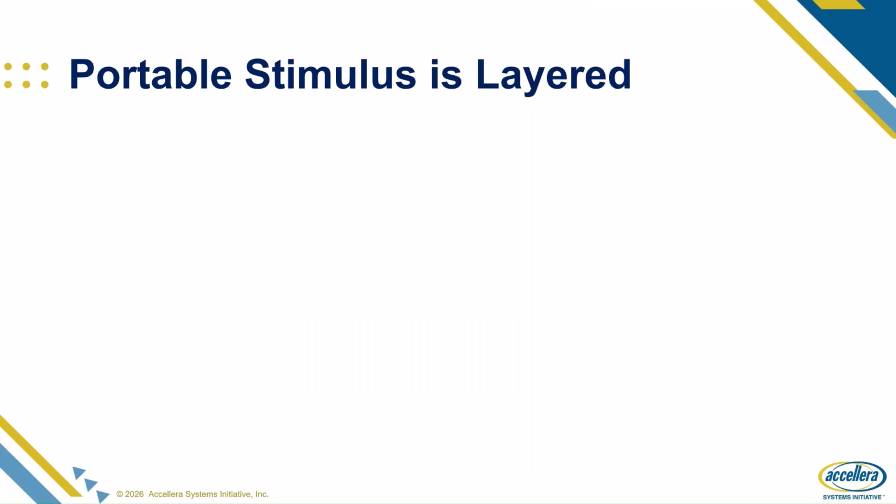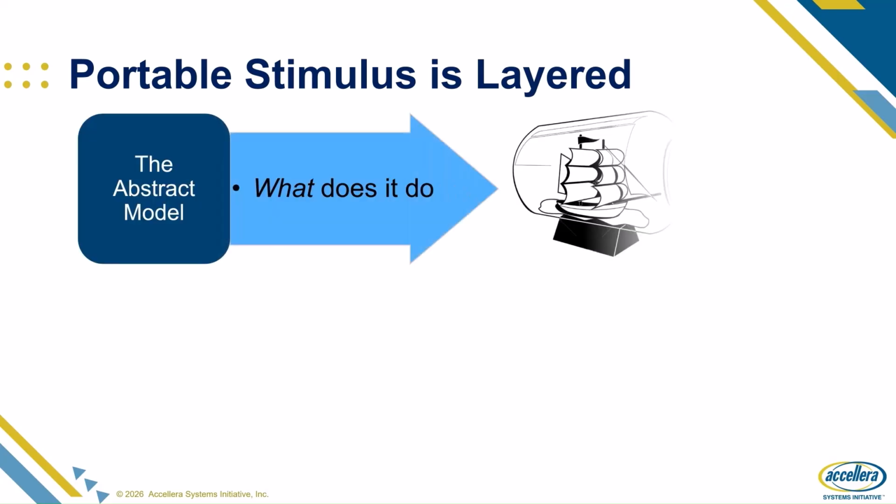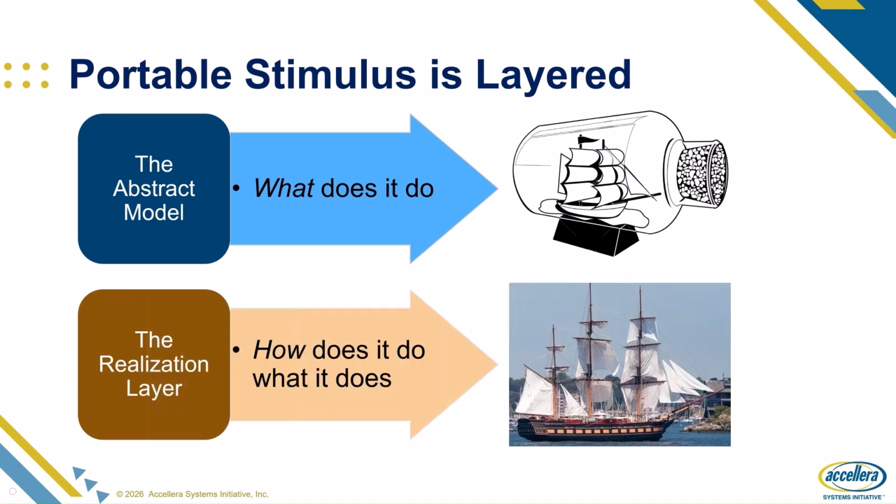The key to reuse in portable stimulus is that a PSS model is layered. The abstract model defines what it's supposed to do, and this is the actions and activities, the scheduling of behaviors that we talked about in the previous video. The realization layer is the target-specific implementation of how it does what it does.